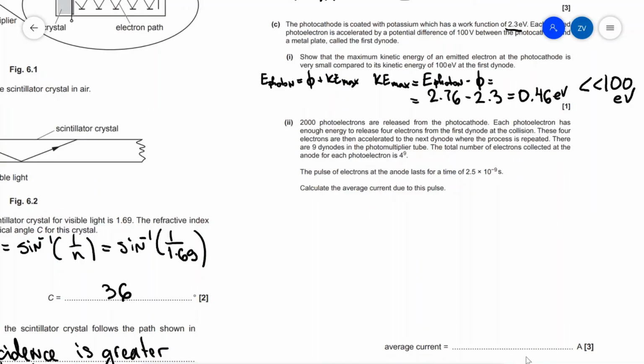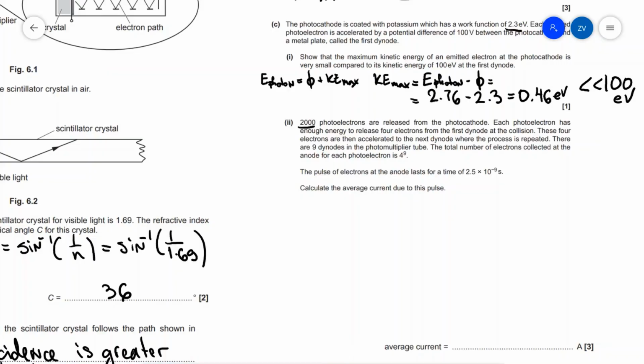Okay, and in the last part, 2,000 photoelectrons are released from the photocathode. Each photoelectron has enough energy to release 4 electrons. These 4 electrons are then accelerated to the next dynode where the process is repeated. There are 9 dynodes in the photomultiplier tube. The total number of electrons collected at the anode for each photoelectron is 4 to the power of 9. Okay, well, this question has quite a bit of information, so it's important to distill it to its very basics.